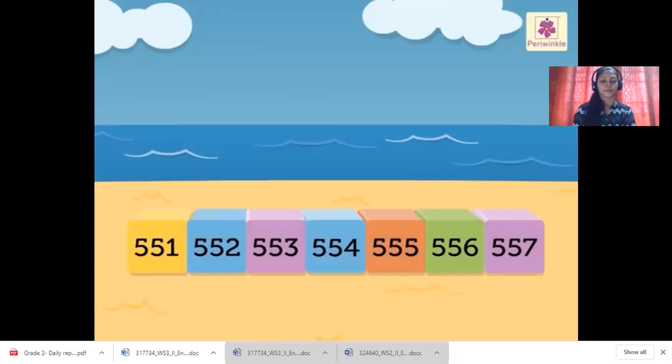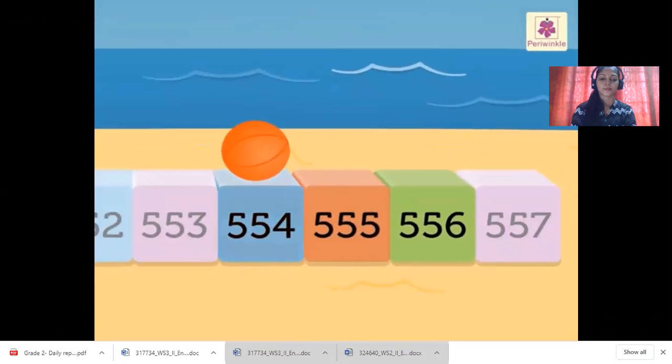Let us try one more example. Which two numbers come after the number 554? Yes, 555 and 556.